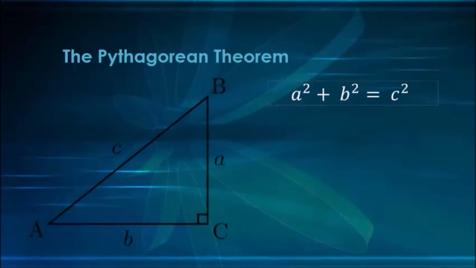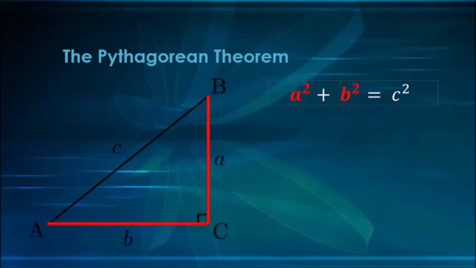Now the Pythagorean theorem states that if we take the measurement of leg A and we square that measurement, and we add that to the measurement of leg B squared, then their sum should equal the measurement of our hypotenuse C squared. Let's see if this holds true using our household materials.